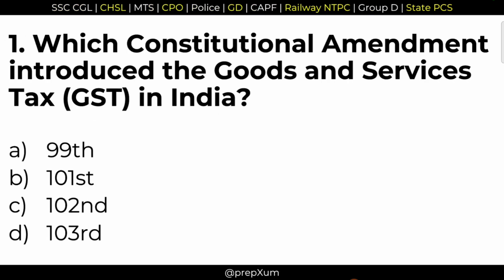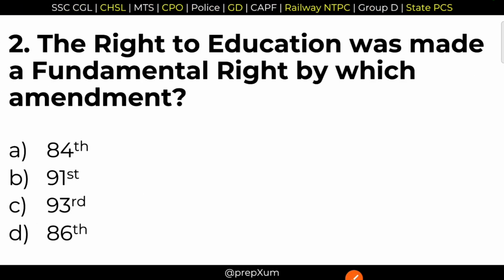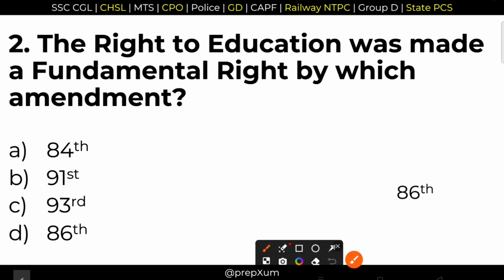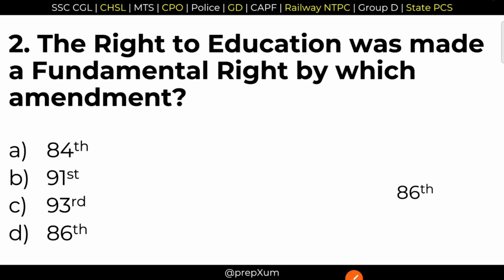First question. Which constitutional amendment introduced the Goods and Services Tax GST in India? Right answer, option B, 101st Constitutional Amendment Act. Question 2. The right to education was made a fundamental right by which amendment? Option D is the correct answer, the 86th Constitutional Amendment Act. It made the right to education a fundamental right under Article 21A.